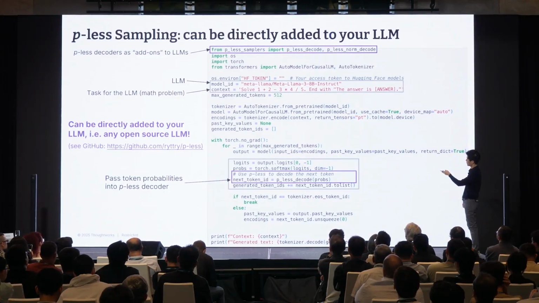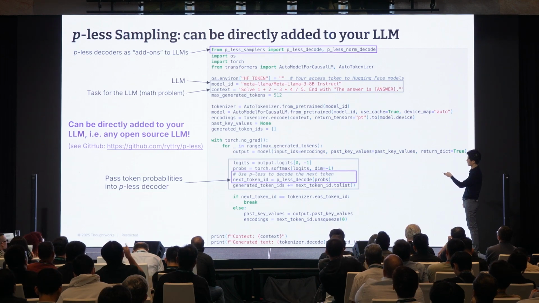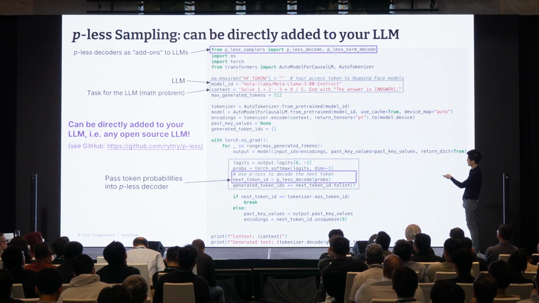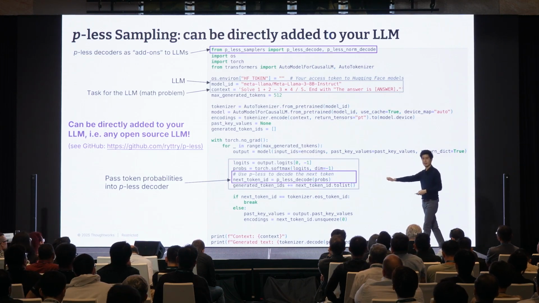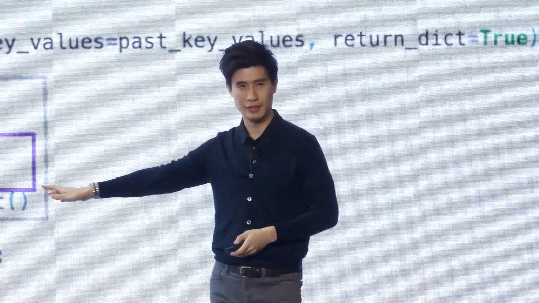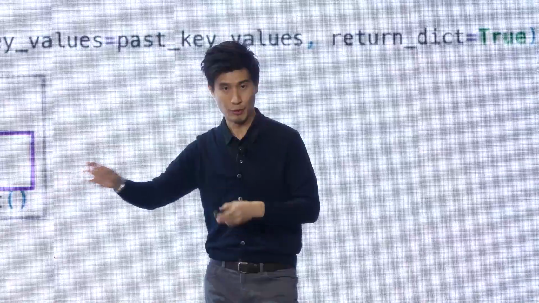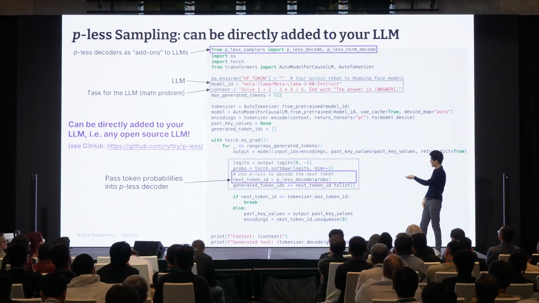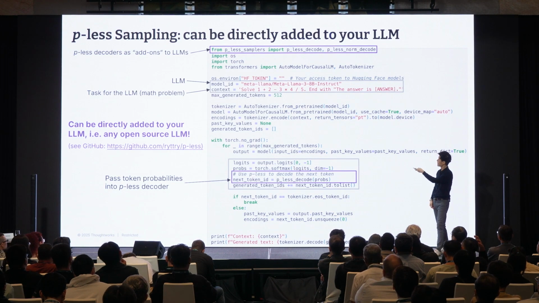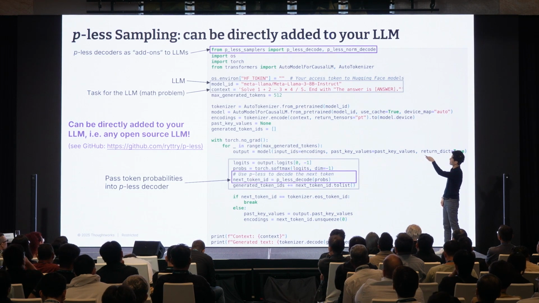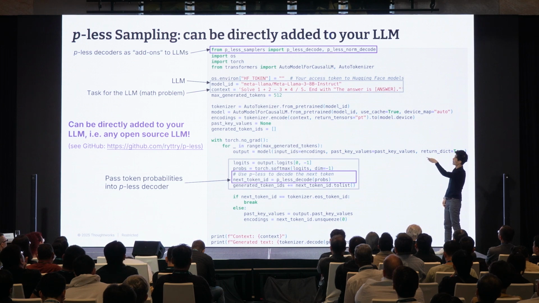I put the task, this text, into the model, and here it gets the output. The output will be a distribution over the tokens, right? We got to sample again. We got to sample. And we sample using the P-less decoding function, which can be imported at the top here, right?